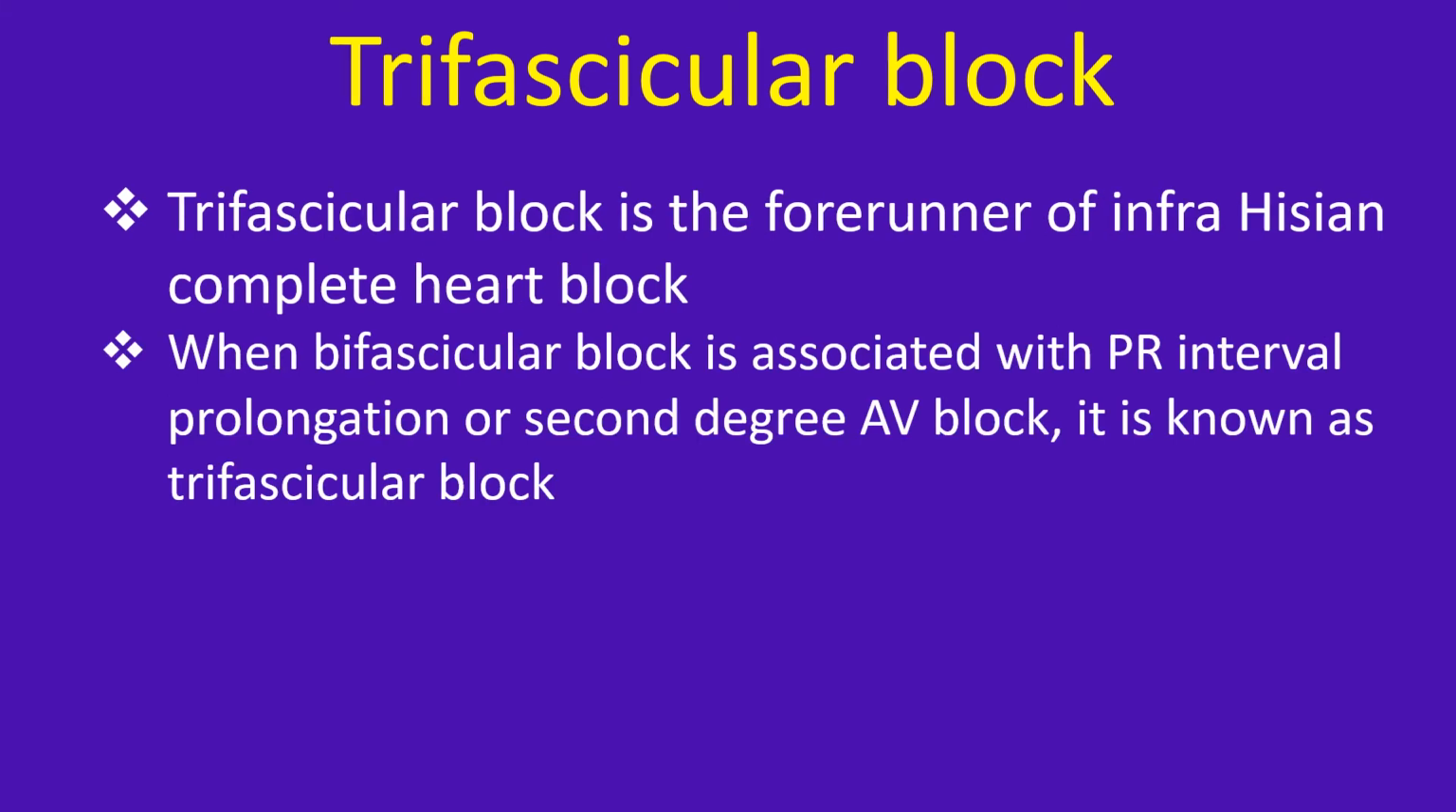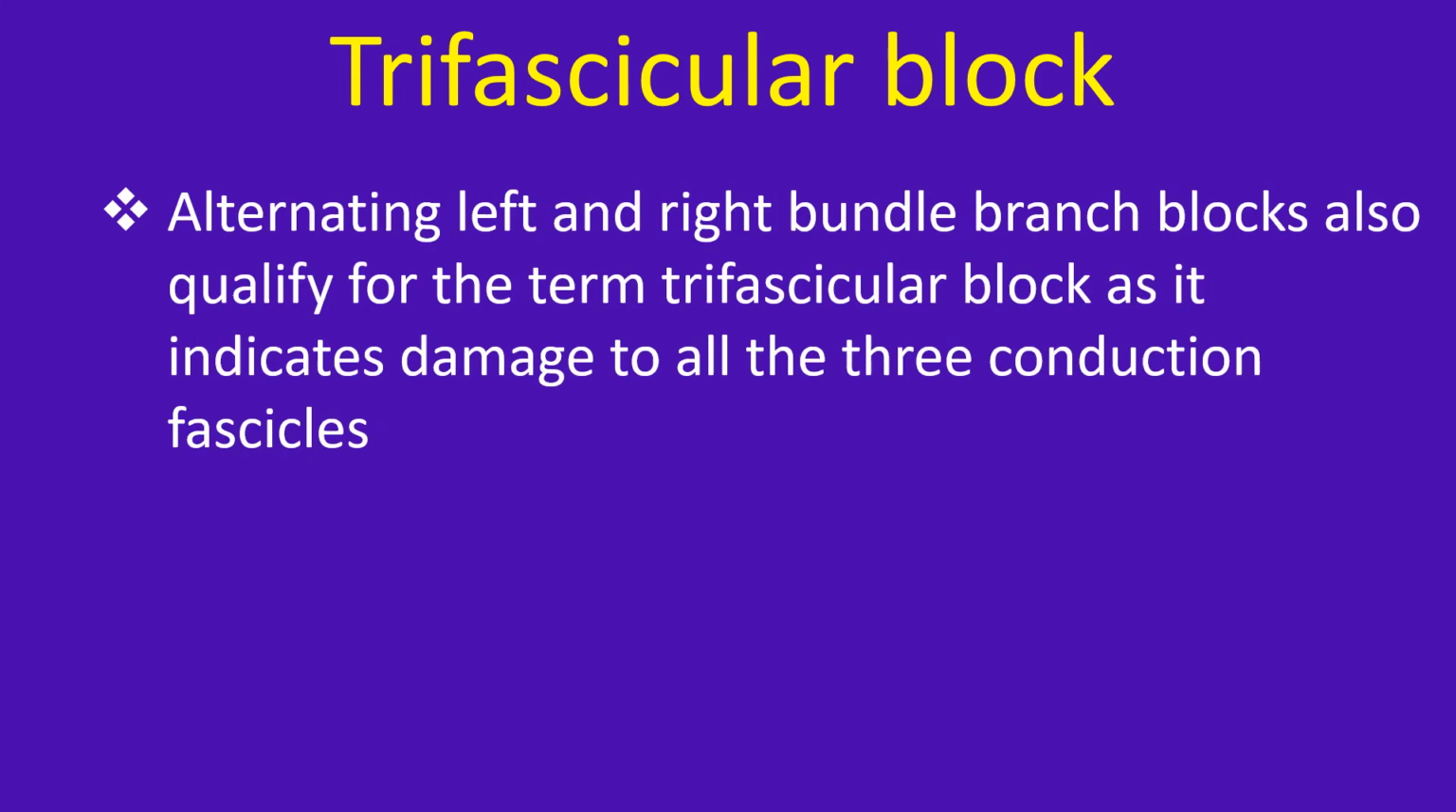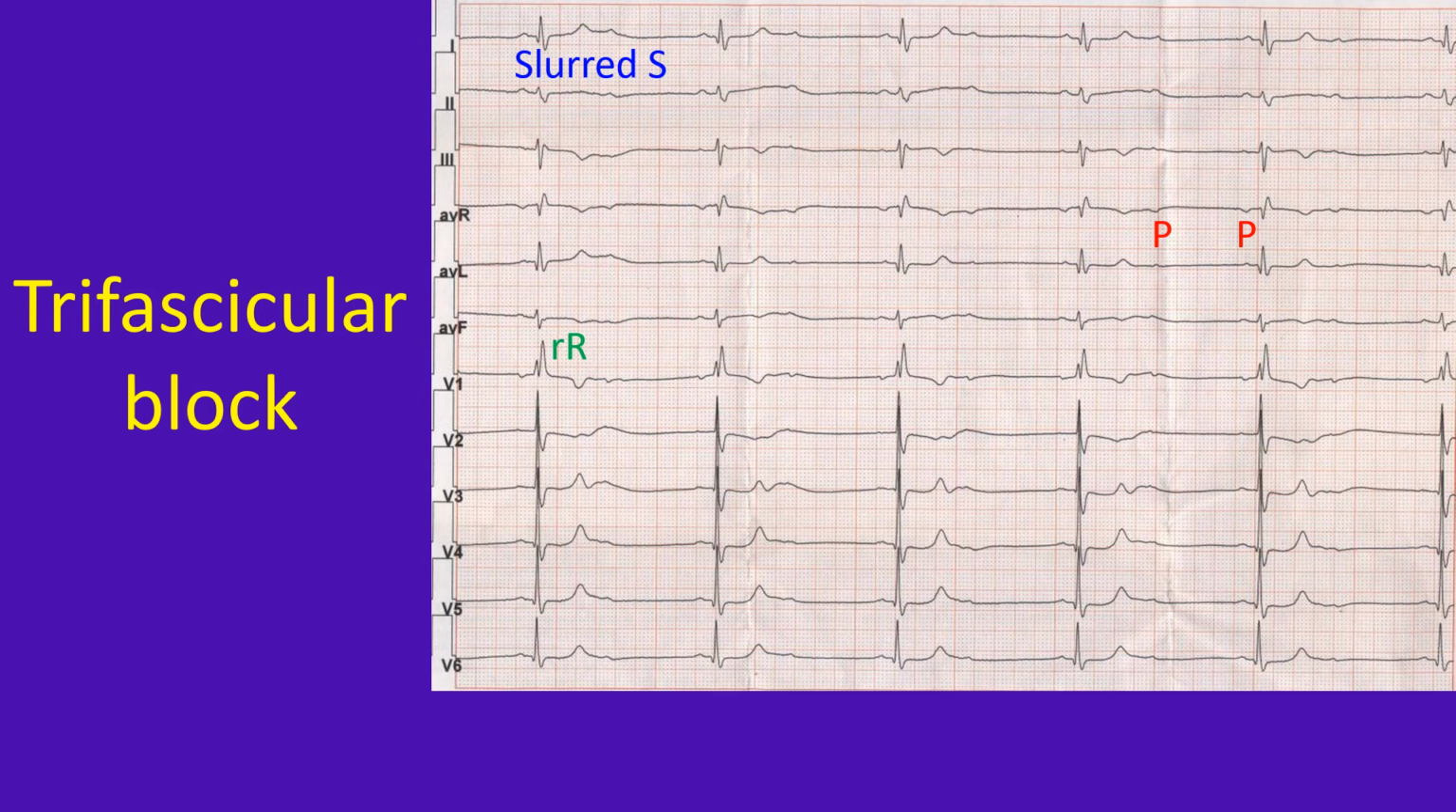Trifascicular block is the forerunner of infrahisian complete heart block. When bifascicular block is associated with PR interval prolongation or second degree AV block, it is known as trifascicular block. Alternating left and right bundle branch blocks also qualify for the term trifascicular block, as it indicates damage to all the three conduction fascicles. ECG demonstrating trifascicular block.